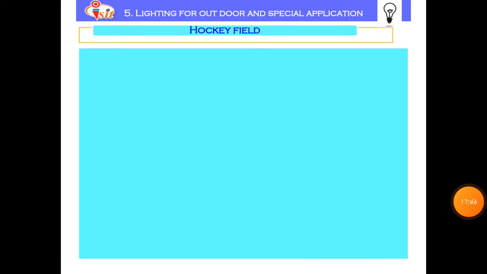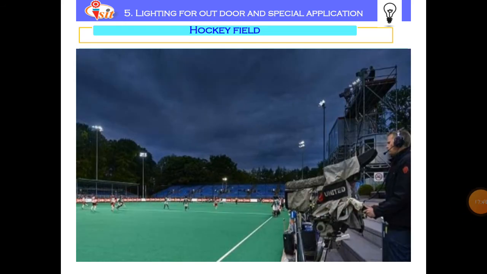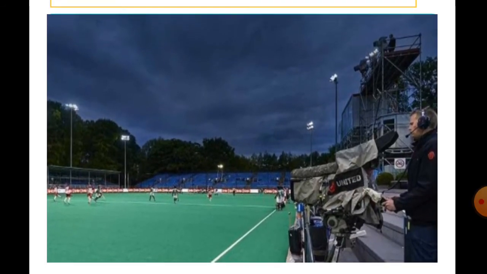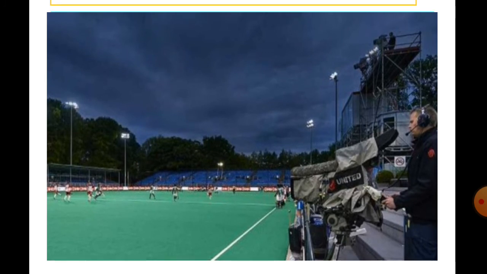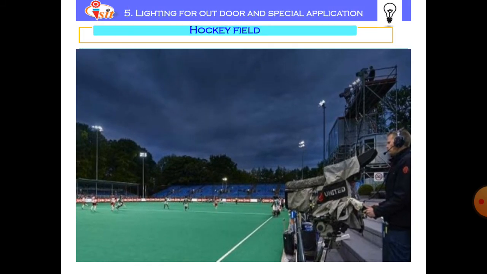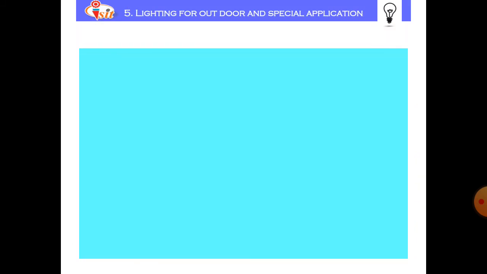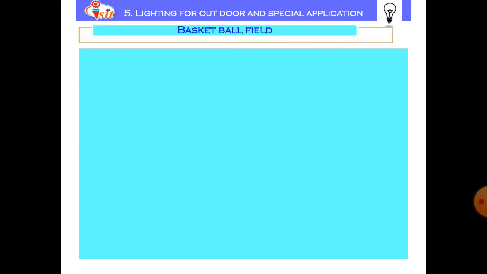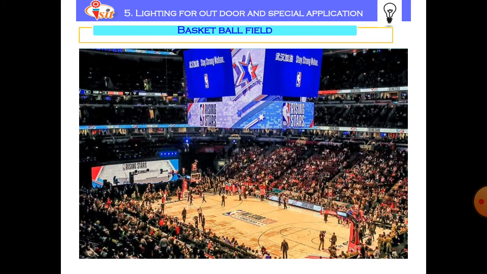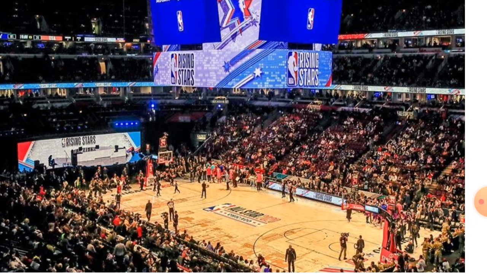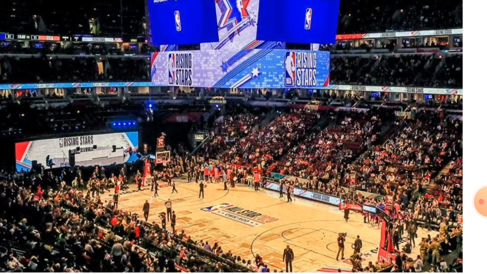Then the hockey field. See here, a cameraman is recorded and telecasted for broadcasting or television purposes in the hockey competition. Then the basketball field. See the level of illumination on the ground, or court, of the basketball.